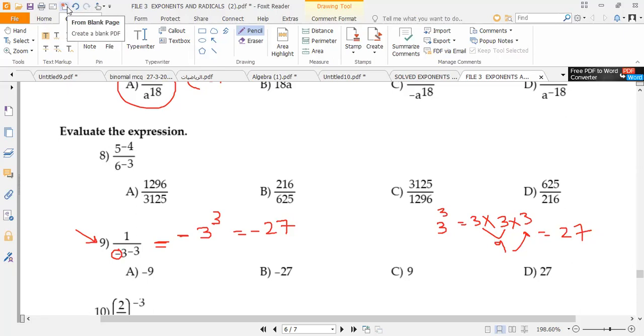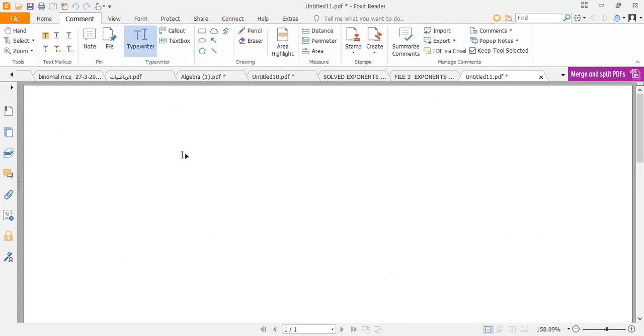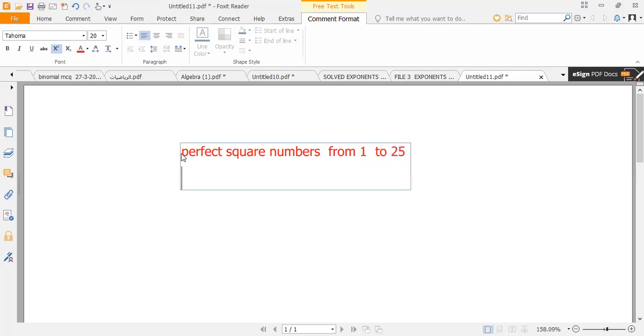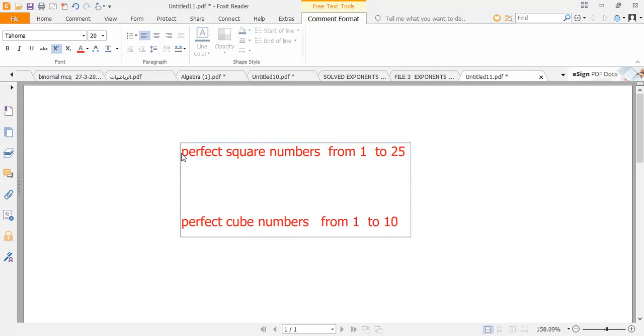Now we will stop at this point today, and we will take it tomorrow, inshallah, because we will go on our schedule. But before we leave, I want all of you to try to memorize the perfect square numbers from 1 to 25 squared, and also the perfect cube numbers from 1 to 10 cubed.